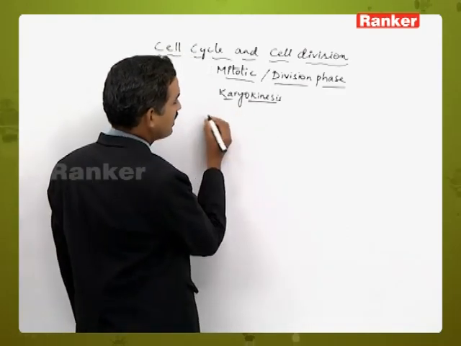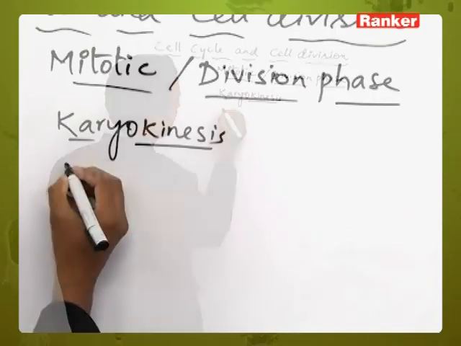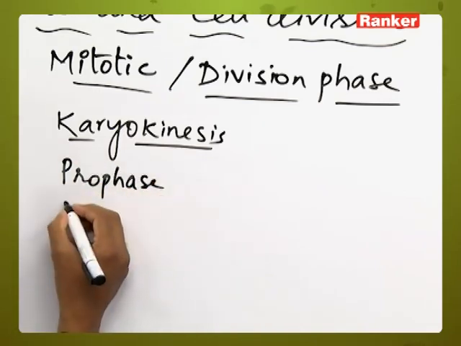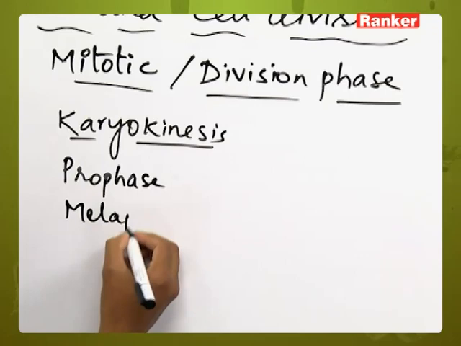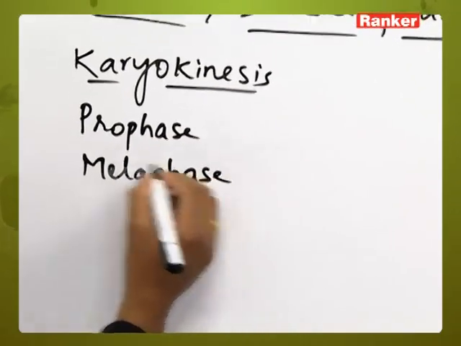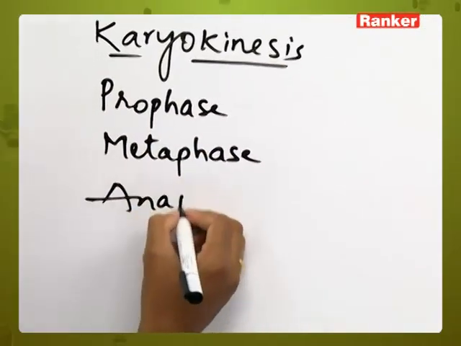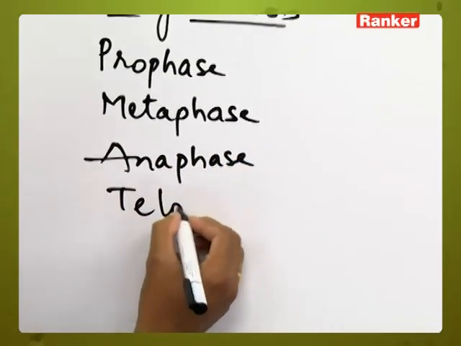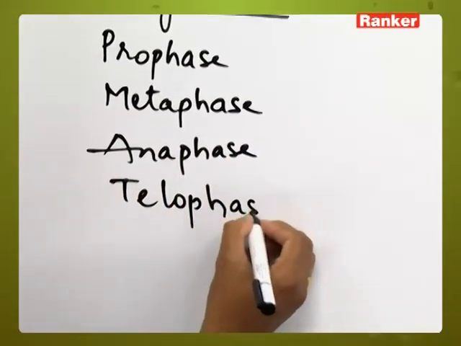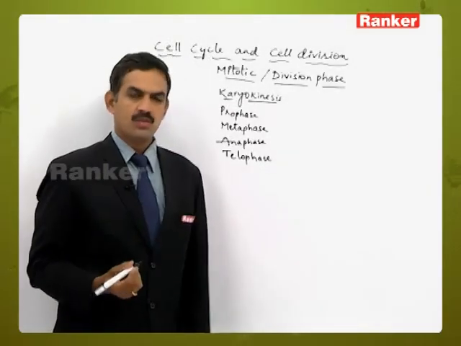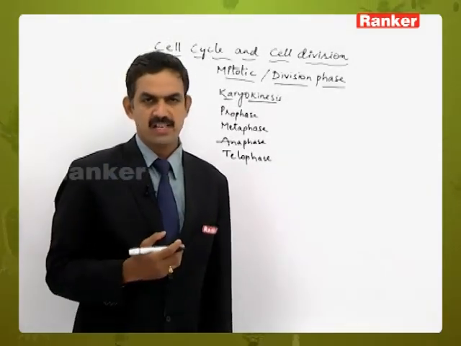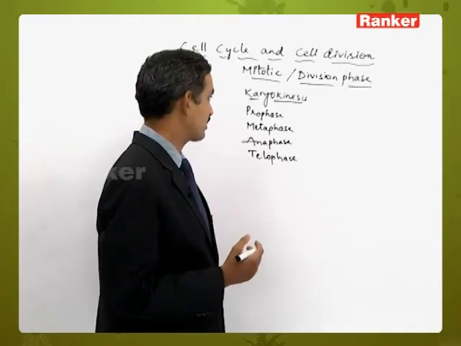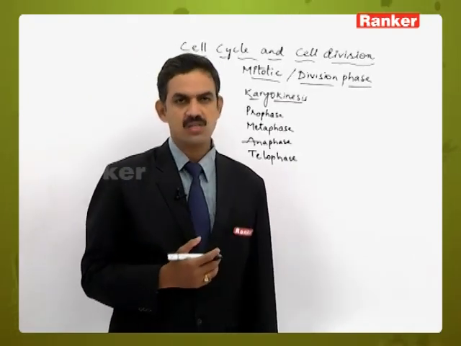For convenience, the entire process of karyokinesis was divided into prophase, metaphase, anaphase and telophase. Further small changes can be observed in each of these substages. So let us discuss the process starting with the first stage, that is prophase.